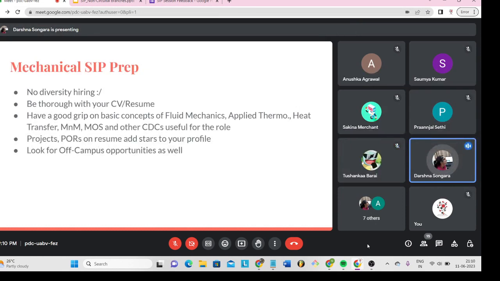Then, since I said my favorite subject is fluid mechanics, they asked how flow separation takes place, to explain that, and how vortices are formed, just stuff like that.